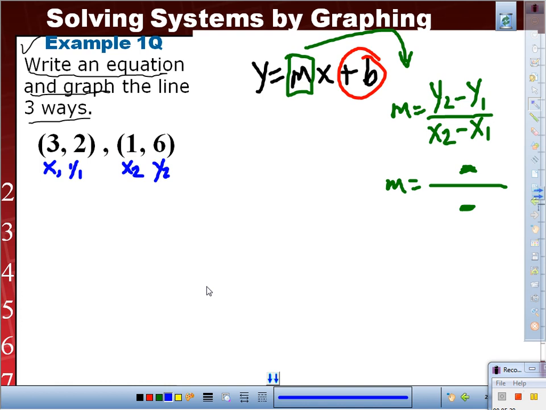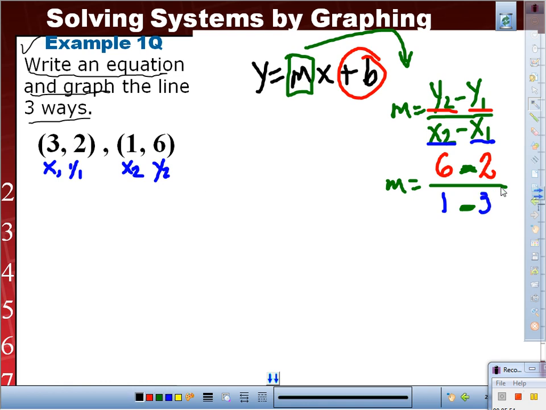Caesar, focus. Now that we're there, let's start filling in our information. What is y sub 2? 6. That goes right there. What is y sub 1? 2. Goes right there. Next, what is x sub 2? 1. It goes right there. And what is x sub 1? 3. It goes right there.